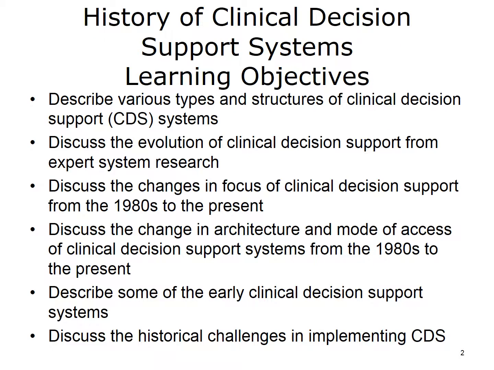The objectives for this unit, History of Clinical Decision Support Systems, are to describe various types and structures of clinical decision support, or CDS, systems, discuss the evolution of clinical decision support from expert system research, discuss the changes in focus of clinical decision support from the 1980s to the present, discuss the change in architecture and mode of access of clinical decision support systems from the 1980s to the present, describe some of the early clinical decision support systems, discuss the historical challenges in implementing CDS.